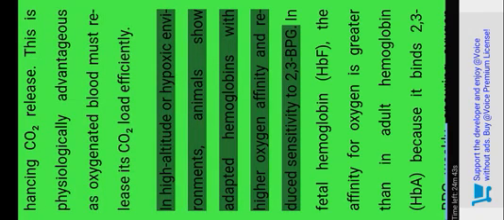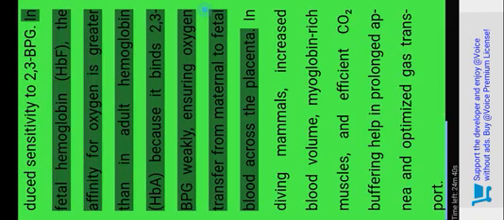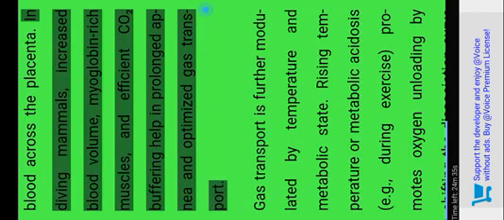In high altitude or hypoxic environments, animals show adapted hemoglobins with higher oxygen affinity and reduced sensitivity to 2,3-BPG. In fetal hemoglobin, HbF, the affinity for oxygen is greater than in adult hemoglobin, HbA, because it binds 2,3-BPG weakly, ensuring oxygen transfer from maternal to fetal blood across the placenta. In diving mammals, increased blood volume, myoglobin-rich muscles, and efficient CO₂ buffering help in prolonged apnea and optimized gas transport.